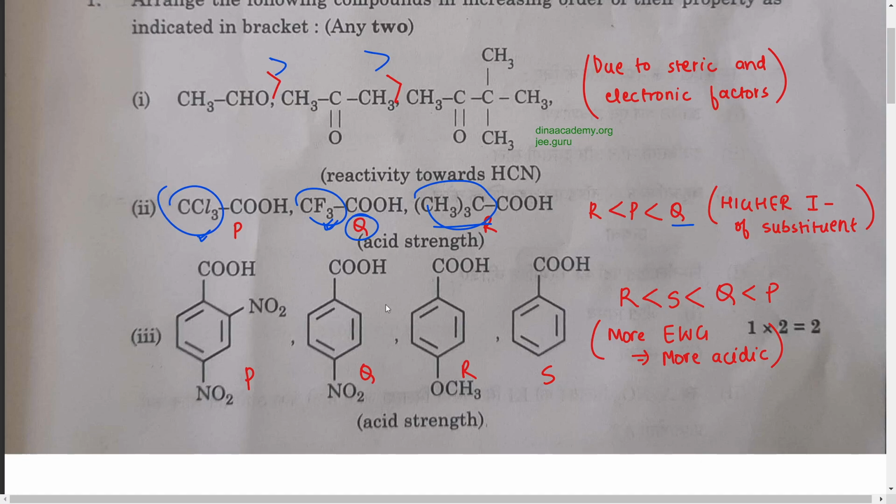The acidic strength of these substituted carboxylic acids is just dependent upon how many electron withdrawing groups you have. In the case of P, it has the most number of electron withdrawing groups, that is NO2, hence it is the most acidic, followed by Q, and then S with no electron withdrawing groups. And here you have OCH3, which is actually an electron donating group, which is bad for acidity. So hence this is the order.